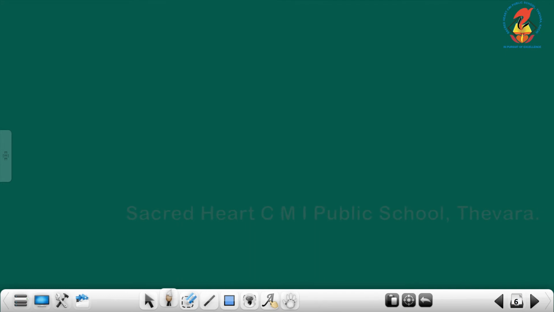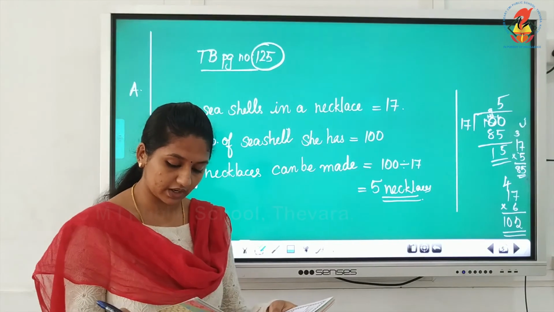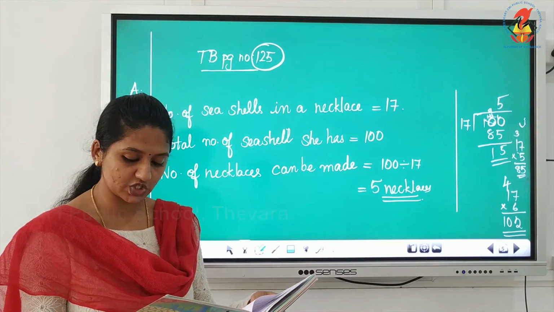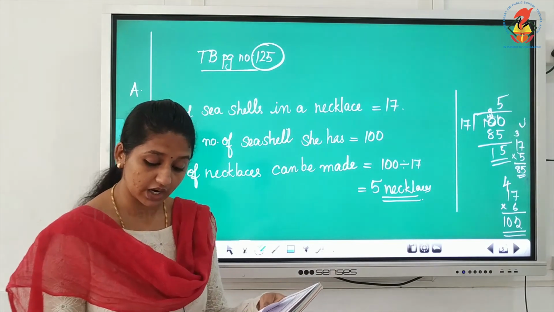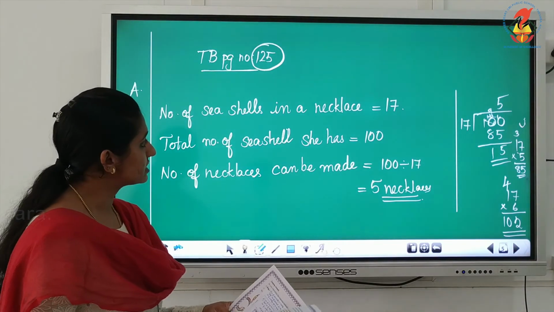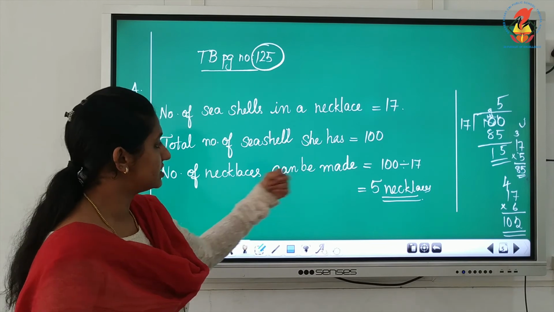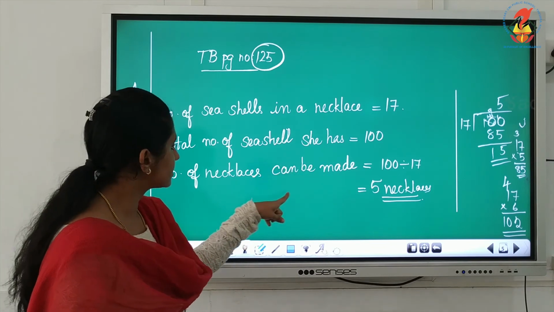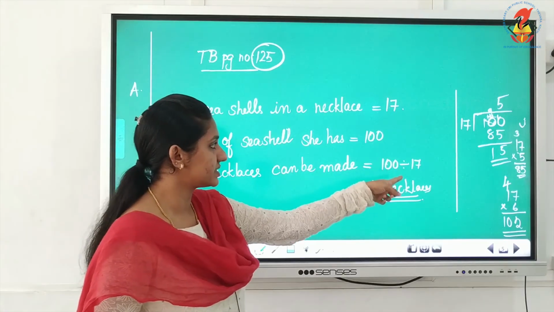So, oh sorry, one minute, we can check the answer once again. So now the question is, Kanu made a necklace of 17 seashells. How many such necklaces can be made using 100 seashells? So the number of seashells in a necklace is 17. The total number of seashells she has is 100. The number of necklaces that can be made by 100 seashells is 100 divided by 17.